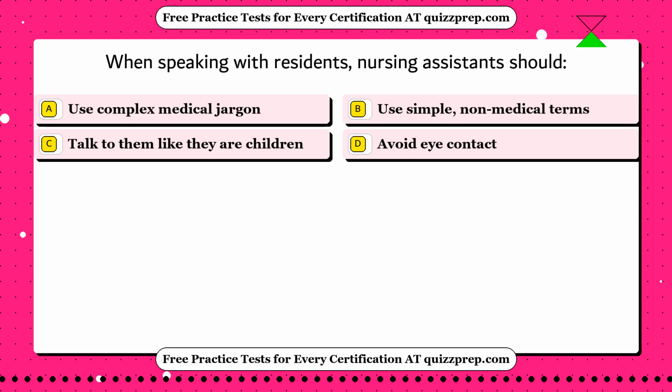Question 43. When speaking with residents, nursing assistants should: Option A, use complex medical jargon. Option B, use simple, non-medical terms. Option C, talk to them like they are children. Option D, avoid eye contact.